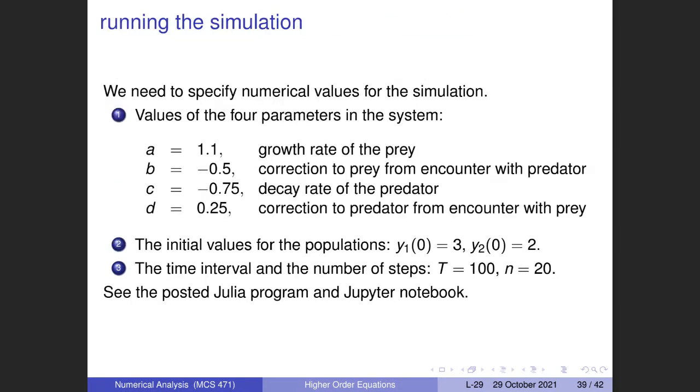To run the simulation, we need numerical values. We need realistic values for the four constants: the growth rate, the decay rate, and then the correction coefficients. Observe the signs are important. We also need initial values for the populations. So these are parameters that are given by the model. The numerical parameters are the ones that concern us most. We have a time interval and a number of steps that we do. So that will determine the value for h.